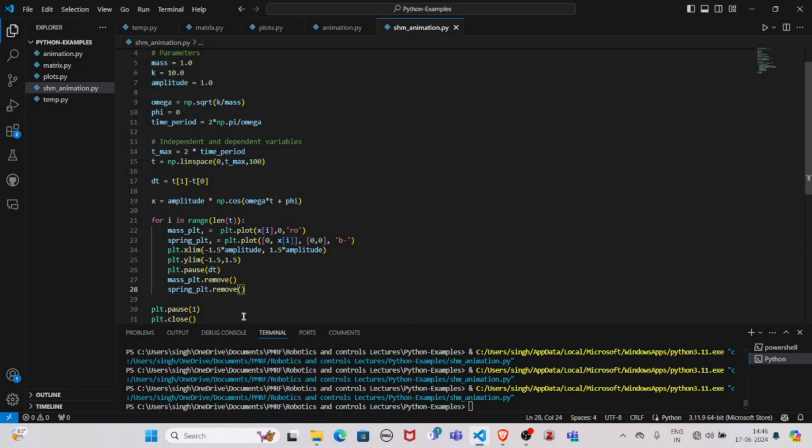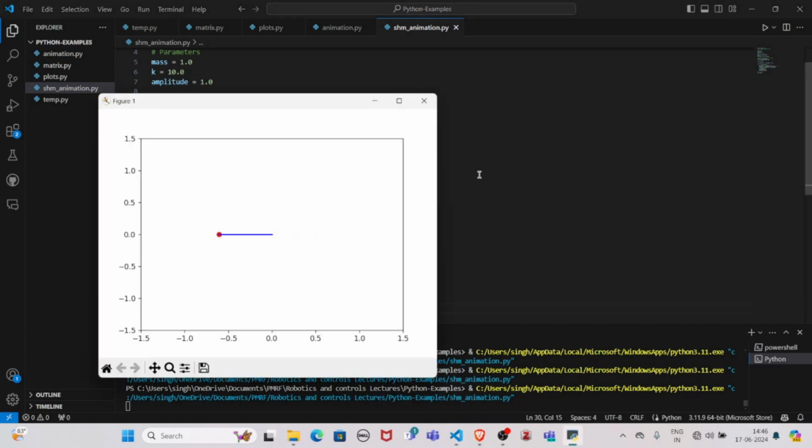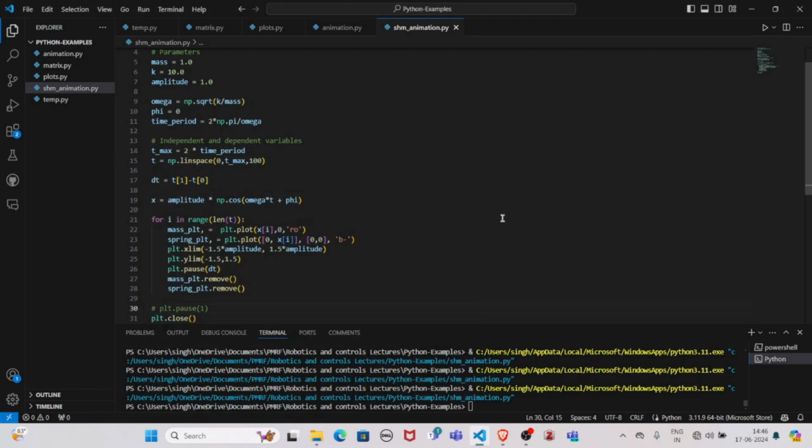Okay. So at the end, you saw that there is a time gap in which the plot becomes blank. I think it's because of this plot pause of 1 second. So I don't think we require this, so we'll comment it out and just run it once again. Okay, so yeah, that's how we can animate something with physics.